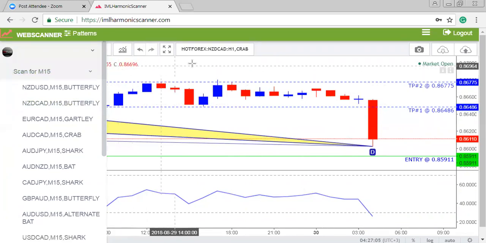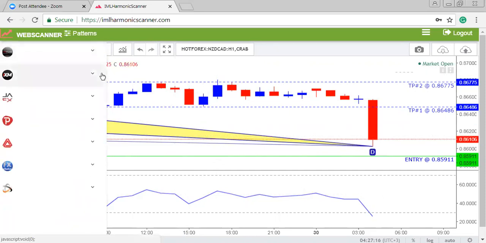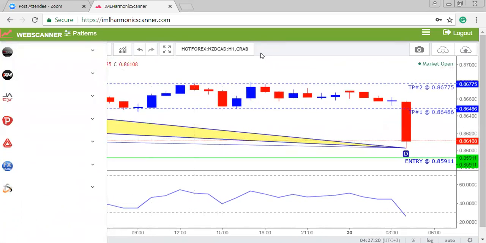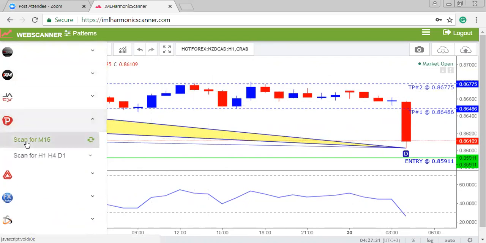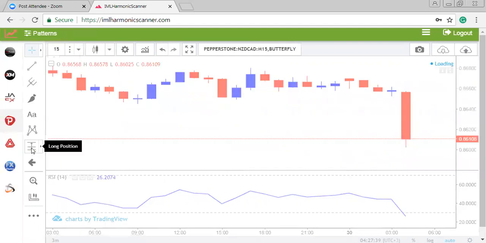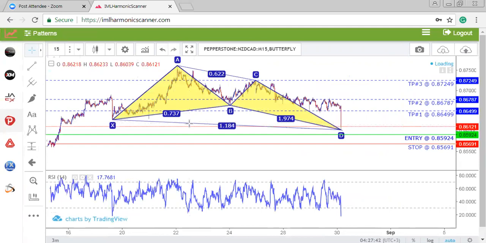All right, so let's talk about some of the different areas of this harmonic scanner, okay? If I can just get out of this particular window and close some of this up over here, we could see a little bit better. All right, so at the top, you can see that they're saying that we're in the NZD CAD in the H1. I don't particularly like the H1, so we're gonna move that. I'm gonna go to Pepperstone right here and scan for the minute 15. Pepperstone is my favorite broker, to be honest with you, and they have some really good setups.